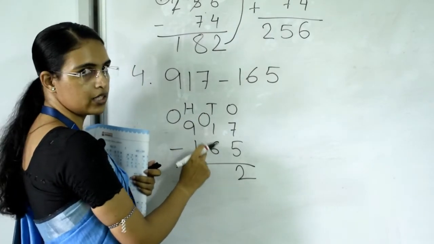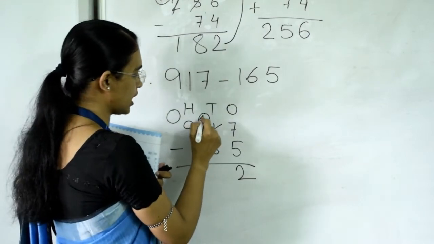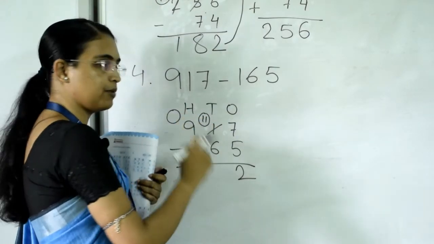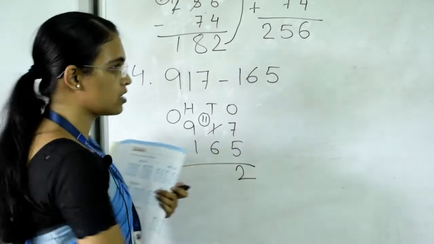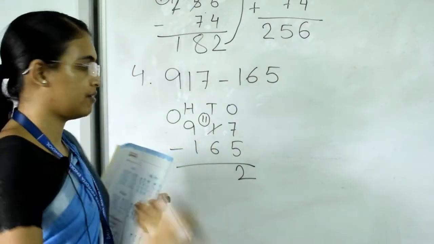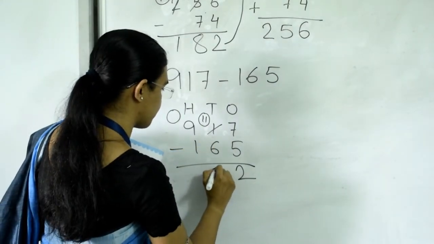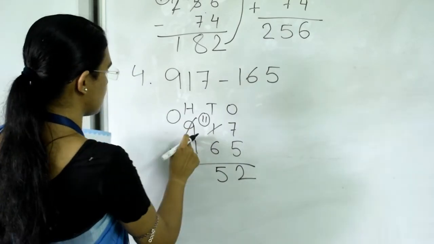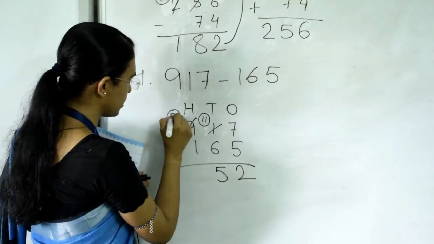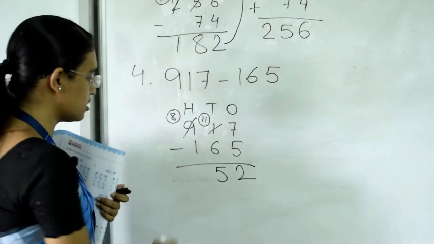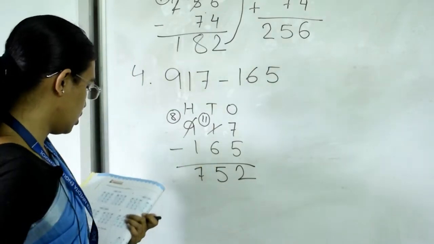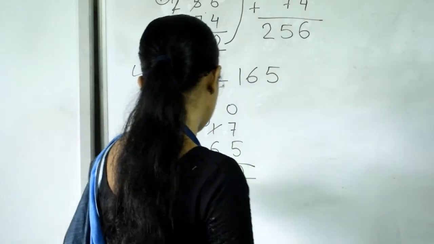Wait, the ones place is 7 minus 5, which is 2. Here we have 1 and here we have 6. So 1 is smaller than 6. So we have to take a carry, and it becomes 11. 11 minus 6 is 5. Now when you subtract 1 from the 9, it becomes 8. 8 minus 1 is 7. So the answer is 752.